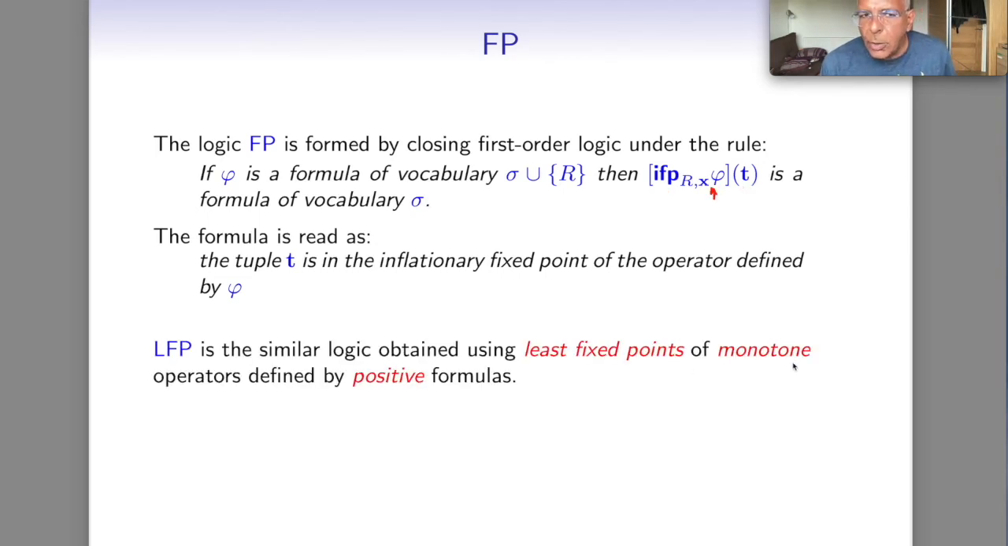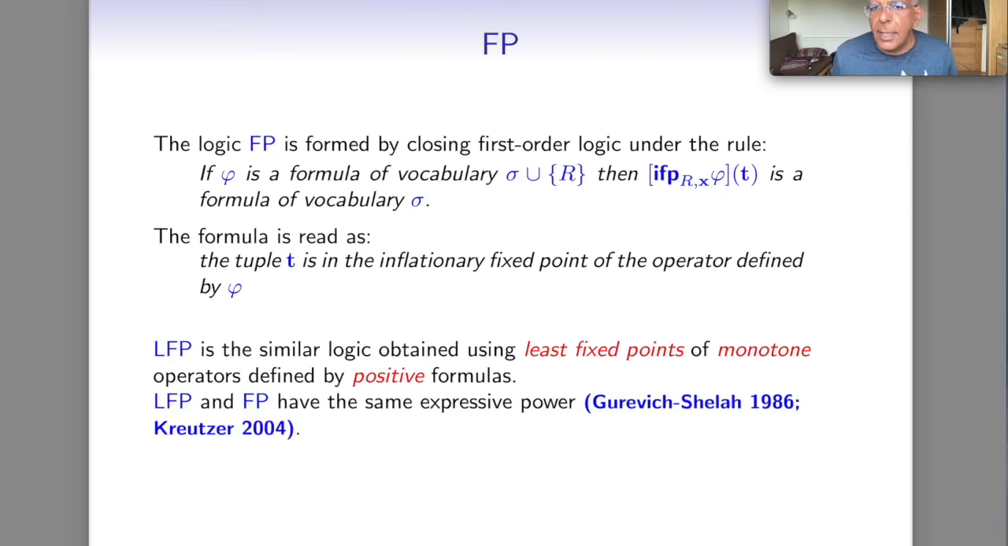And to guarantee monotonicity, we syntactically restrict ourselves to positive formulas. So that makes this definition a little bit more complicated because there's an additional syntactic restriction on phi. To avoid that, we just take inflationary fixed point, and it is proved, it's a non-trivial proof, that in terms of expressive power, the two logics are the same. This was proved in the context of finite structures by Gurevich and Shelah back in the 1980s, and Stephan Kreutzer showed that this equivalence extends to infinite structures as well.